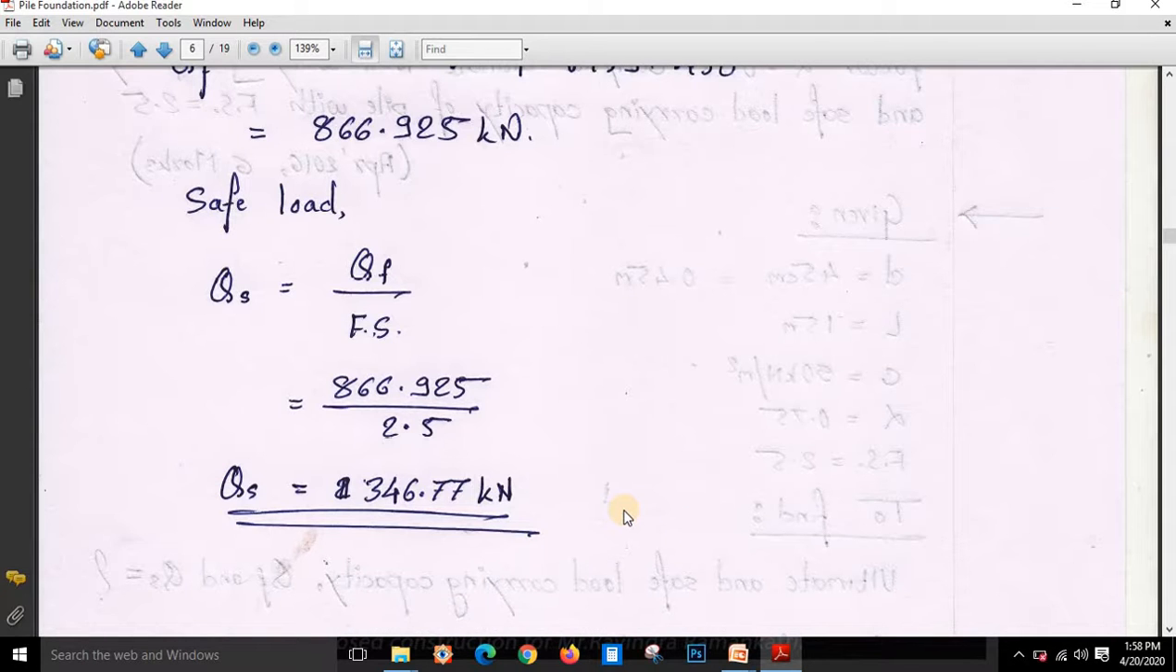Okay, so in today's session we are going to stop here. Further in the next session we are going to discuss the problems on group efficiency of a pile, how to design the pile in a group.